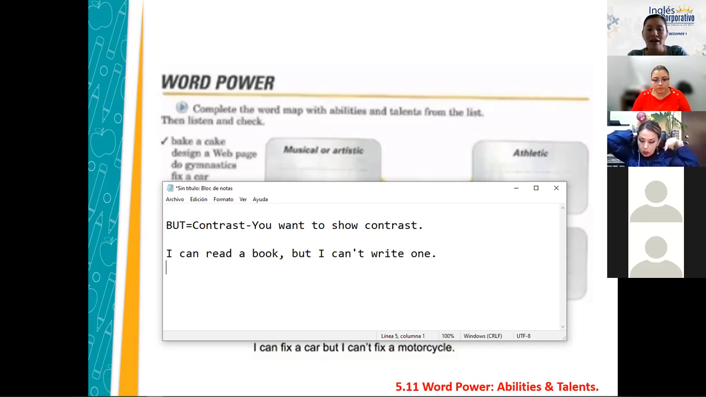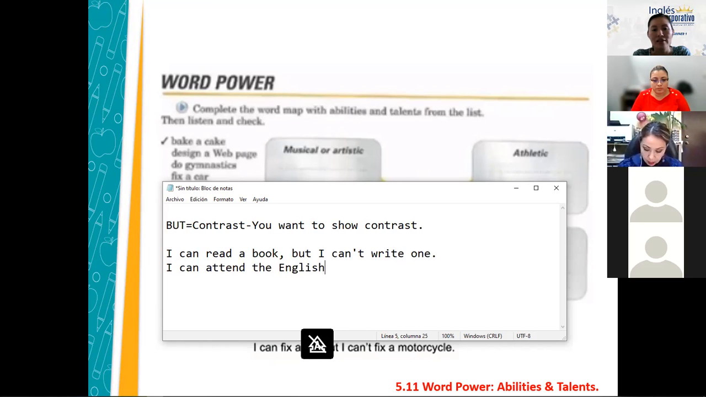Y luego nos decía ella, I can attend the English class, o sea, esta clase, the English class, but I can't teach it, pero no puedo enseñarla, ¿verdad? Entonces, those are some examples whenever you want to show contrast, right?